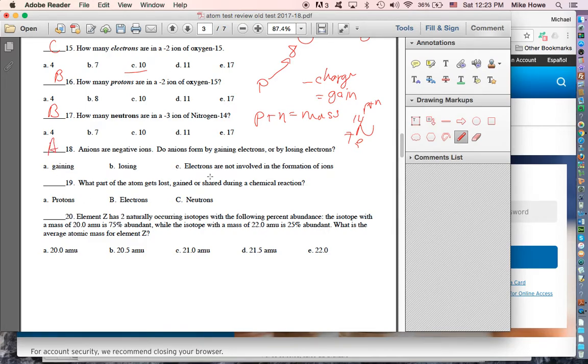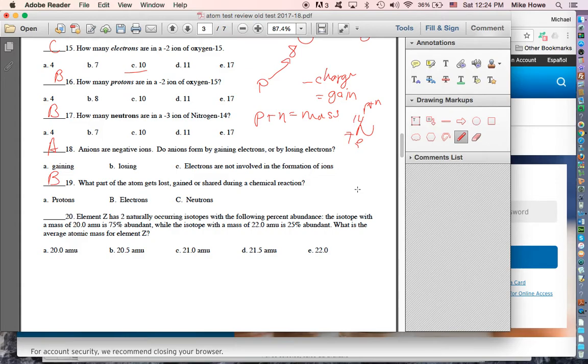What part of the atom gets lost, gained, or shared during a chemical reaction? What's on the outside of the atom? It's the electrons, so that'd be B. The things that are on the outside are the things that will be involved in a chemical reaction.